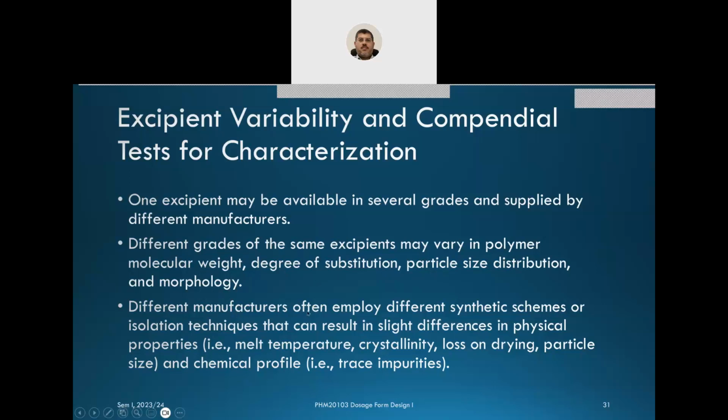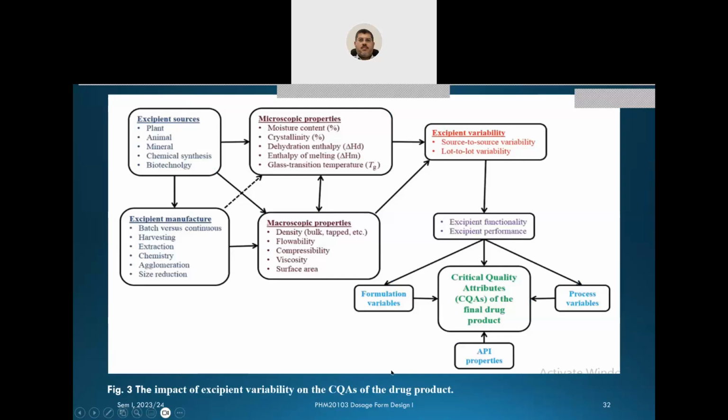Different manufacturers often employ different synthetic schemes or isolation techniques, so we can have some slight differences in physical properties like melting temperature, crystallinity, loss on drying, particle size, and even in chemical profile. The trace impurities may be different from one manufacturer to another. Okay. So there are a lot of differences in manufacturing, as I told you. Excipient sources may be plant, animal, mineral, chemical synthesis, biotechnology sources. So they may vary from one manufacturer to another.